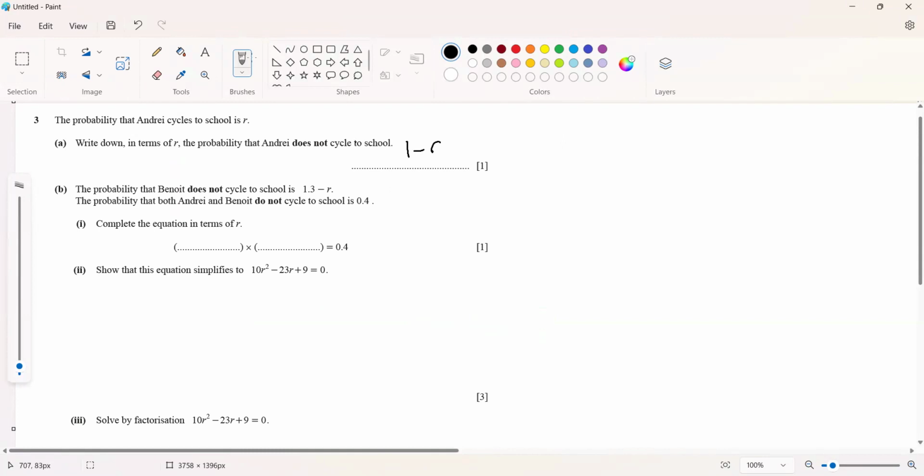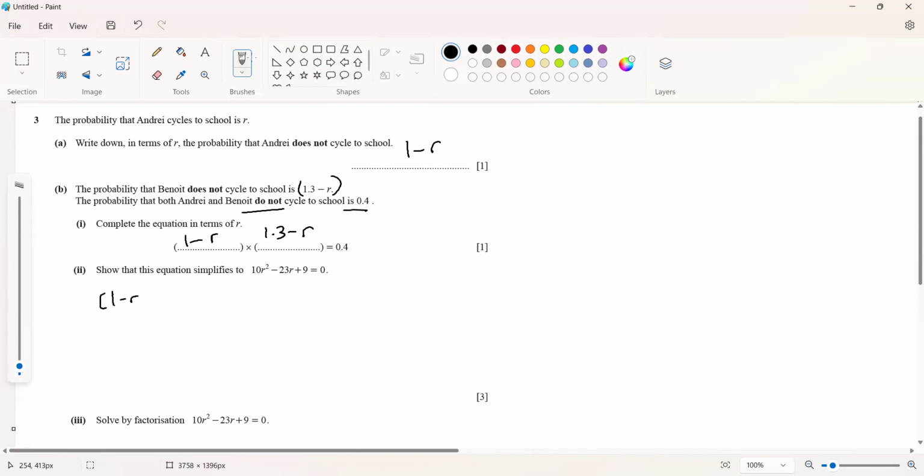So the probability that Benoit does not cycle to school is 1.3 minus R. The probability that both Andre and Benoit do not cycle to school is 0.4. So complete the equation. So it's just 1 minus R times 1.3 minus R is 0.4. They say show that this equation simplifies to so and so.